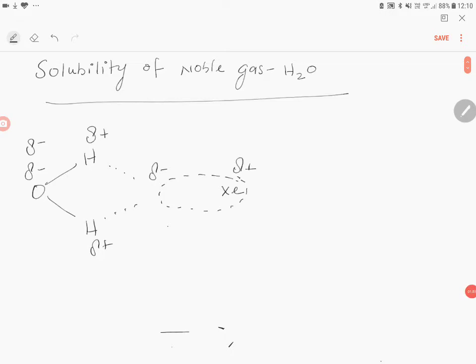So due to this dipole, this is a dipole, this is induced dipole interaction. Distortion, this is called electron cloud distortion.